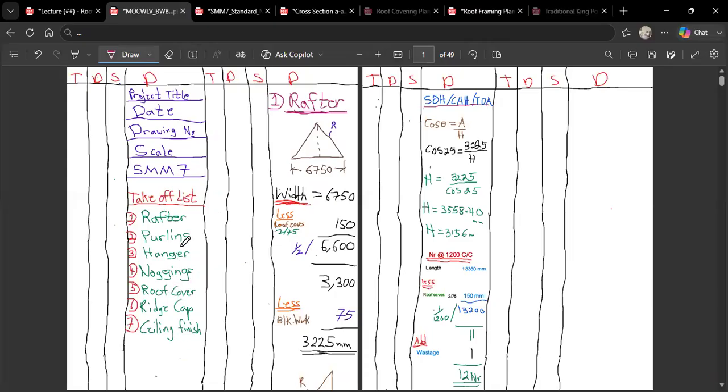Purlins is not going to take much time. Hangers are not going to take much time. Snowdens, we are done. Rafters is just the one that is a bit technical. But once you get the understanding, you get the concept, you are good to go. Yes, you are good to go.